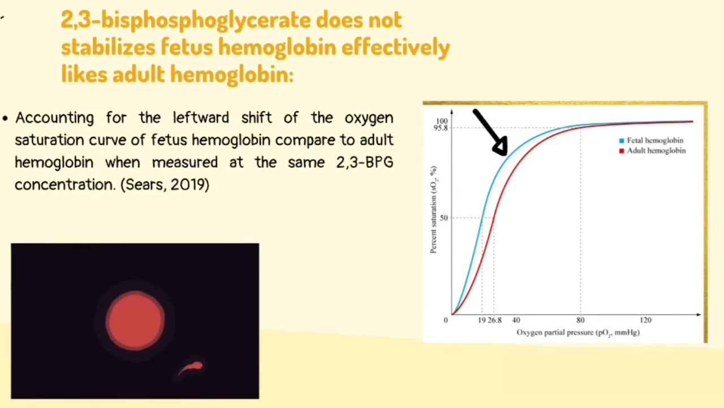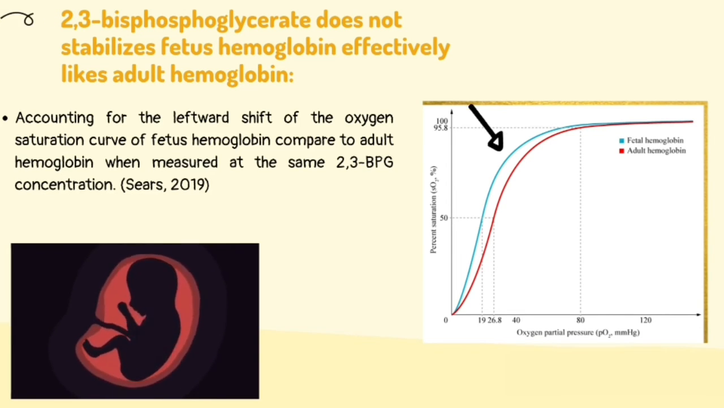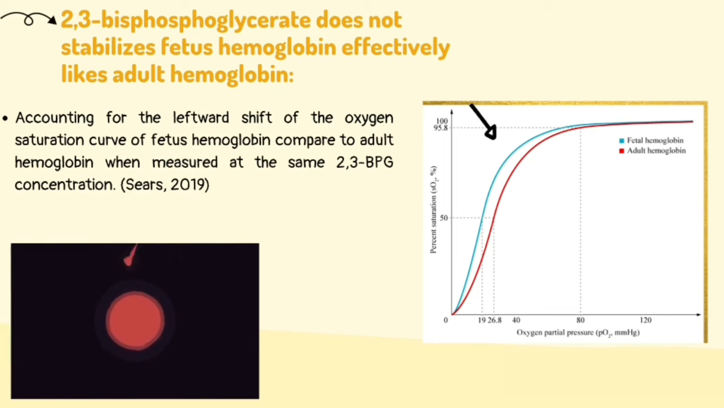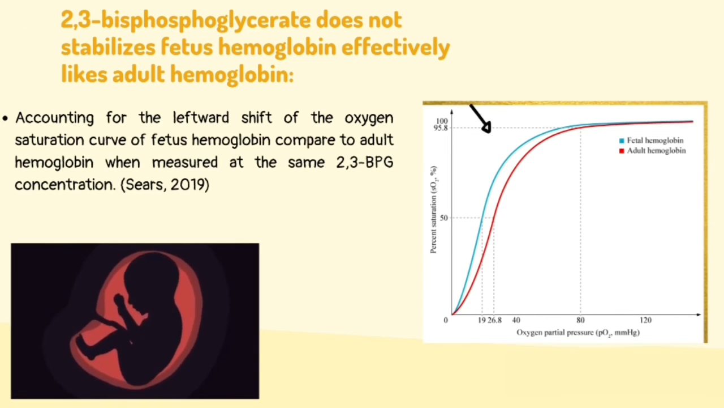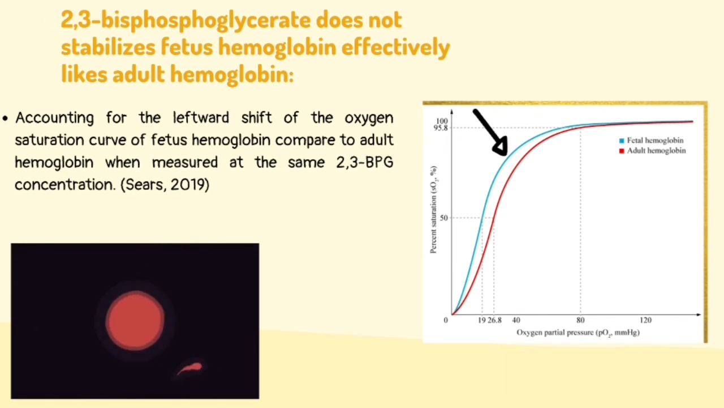And the last one is that 2,3-bisphosphoglycerate does not stabilize fetal hemoglobin as efficiently as it stabilizes adult hemoglobin. Therefore, this accounts for the leftward shift of the oxygen saturation curve for fetal hemoglobin compared to adult hemoglobin when measured at the same 2,3-bisphosphoglycerate concentration. That's all from me, and this part will continue by Fatima.